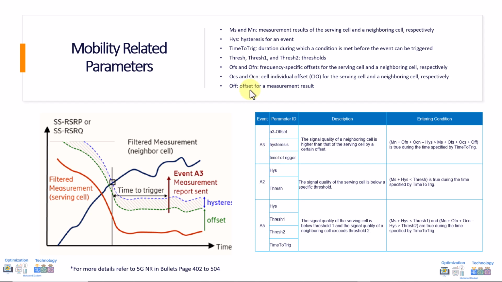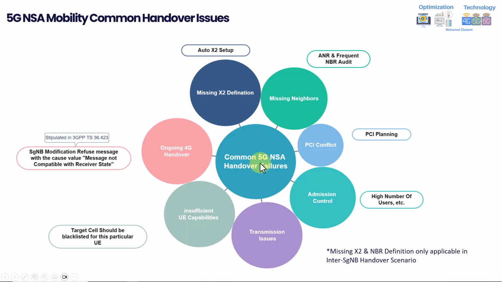The last part that I'd like to end with is the most common failures. It's not that they actually happen frequently, but in general, I tried to collect whatever cases I am aware of or have seen before. So for example, as I highlighted before, you have the missing X2 definition or missing neighbors. Usually the missing neighbors are not causing handover failures.